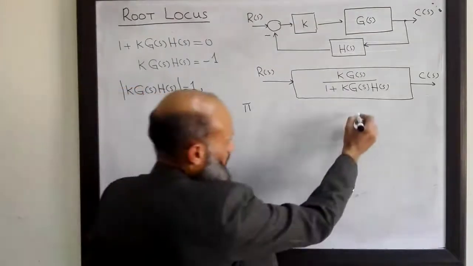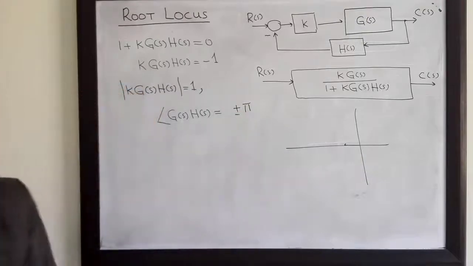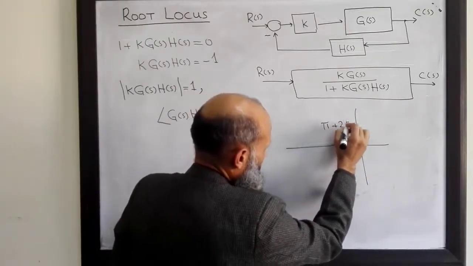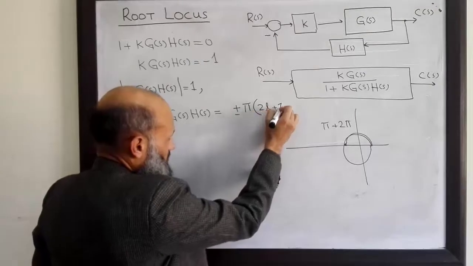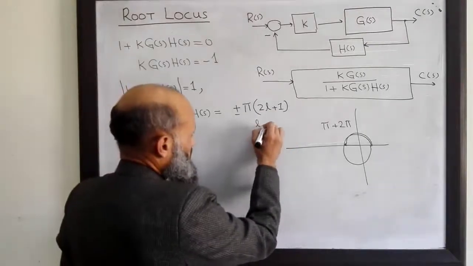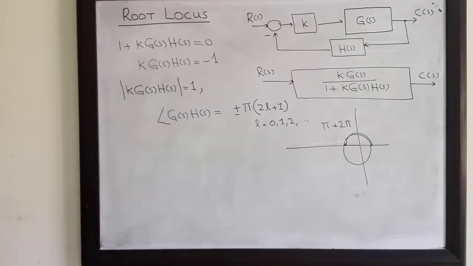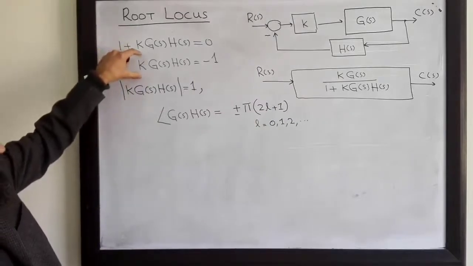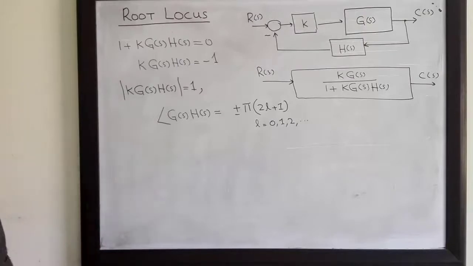The angle here is pi. This angle is also minus pi, so we can write it plus pi or minus pi. This angle is also pi plus 2 pi, that is 2 pi and then another rotation. So in general, this angle is plus minus pi into (2l plus 1), where l is an integer, either 0, 1, 2 and so on. Thus, any point in S-plane which satisfies this equation is the same as this equation, and this equation is the same as these two equations. So any point in S-plane which satisfies these two equations will be a closed loop pole.